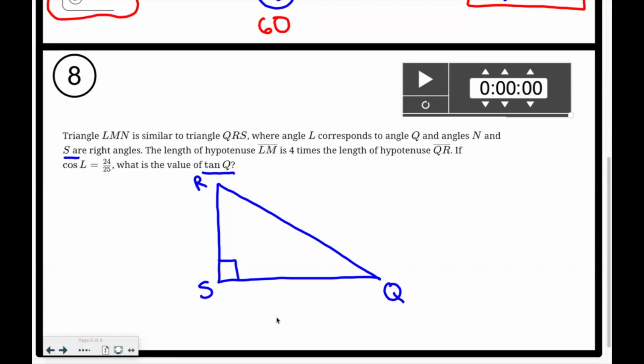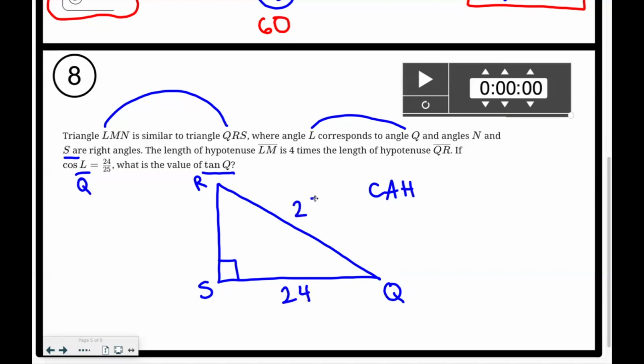Now, they gave me the cosine of L, but there's no L here. They even tell us L corresponds to Q, but even if they didn't, L is the first letter and Q is the first letter. So cosine L is cosine Q because they're the same angle. I just ignore the L and think of that as Q. Cosine is SOHCAHTOA, adjacent over hypotenuse. So adjacent is 24, hypotenuse is 25.